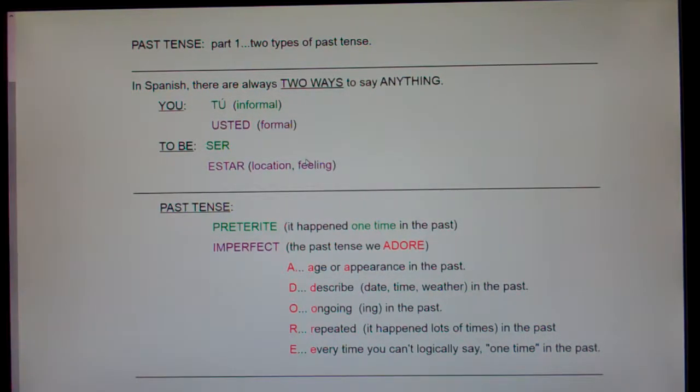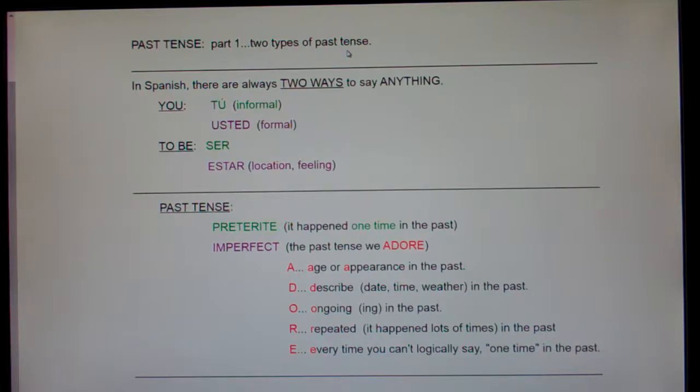Remember with ser and estar. Ser is your default. You mostly use ser. You only use estar basically for location and feeling. Please understand this. In the past tense, imperfect is the default. If you have to guess, imperfect. You only use preterite when you can logically say it happened one time and one time only.